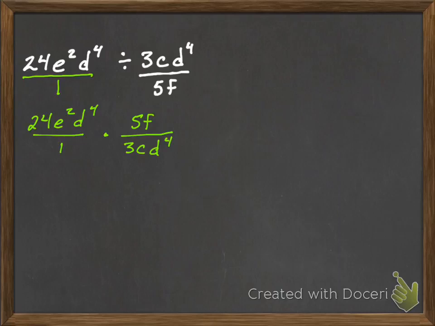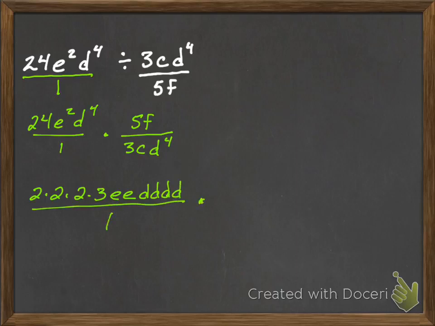There's no addition or subtraction in here, so we're just going to prime factor everything. 24 is 4 times 6, and that would break down to 2 times 2 times 2 times 3. Couple of e's, 4 d's, 5f does not break down any further. And then we have 3c and then d to the fourth.